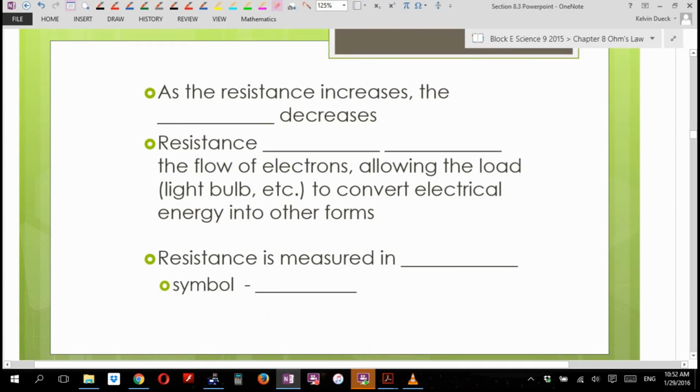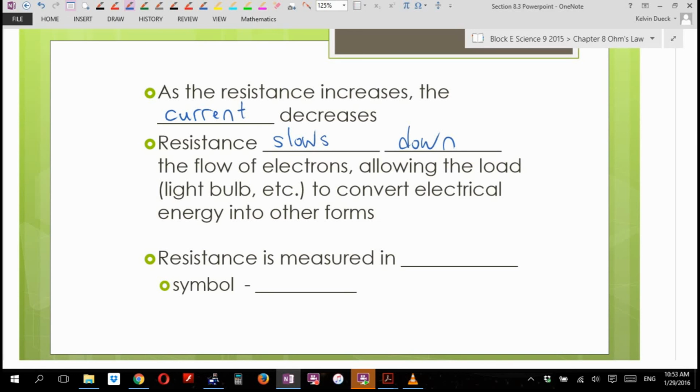So, as the resistance increases, the current decreases, or you could put a capital I there. How? Why? Well, resistance slows down the flow of electrons. They bump into more things along the way, which allows the load, the light bulb, whatever, to convert electrical energy into other forms.